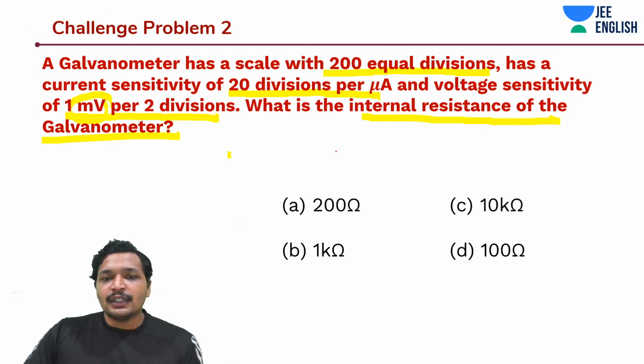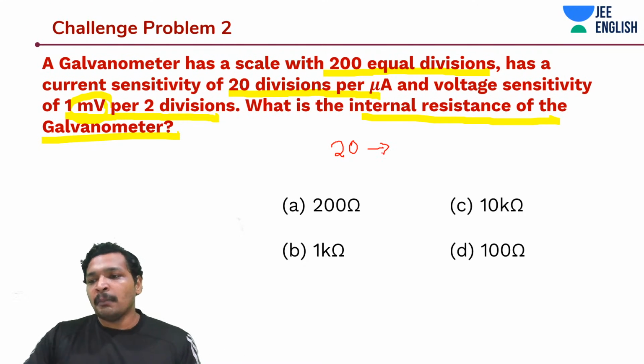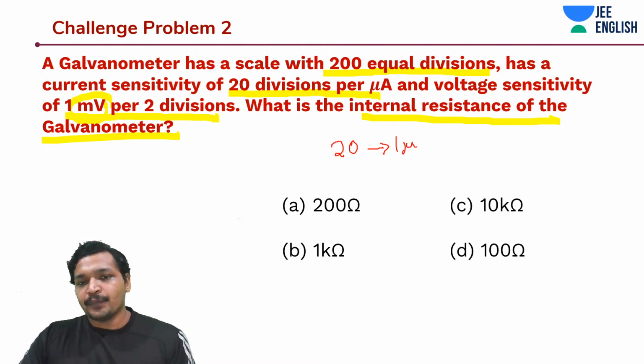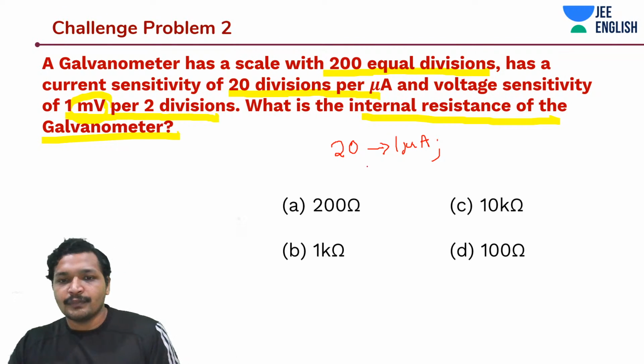So, your 20 divisions are giving you 1 microampere. Agreed? Yes.